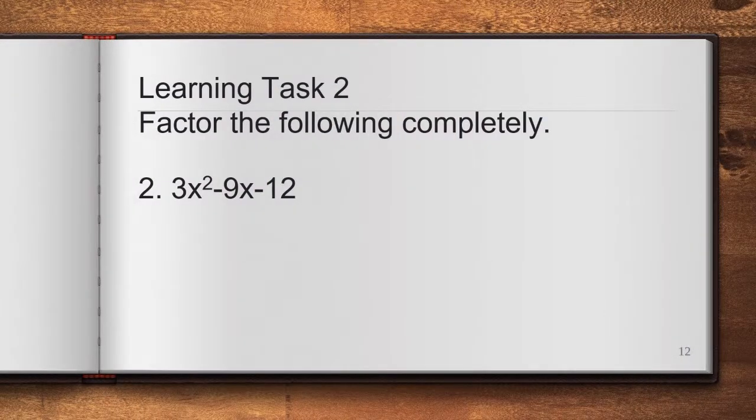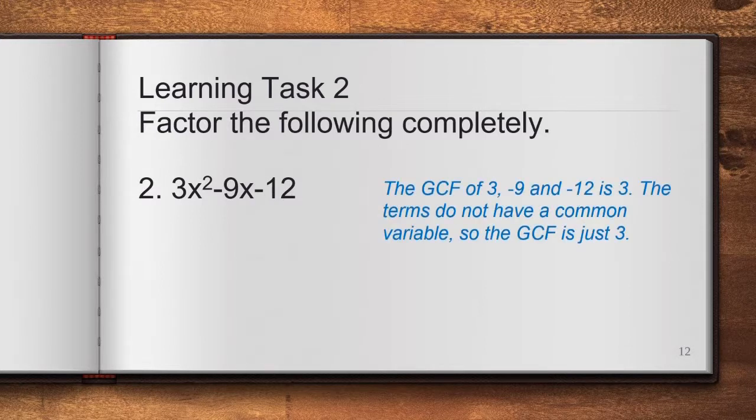Next number for your learning task 2, 3x squared minus 9x minus 12. It is a trinomial, pero hindi muna tayo sasabak sa pattern ng general trinomial kasi meron siyang common factors. Yung 3, negative 9, and negative 12, we can all divide them by positive 3. So, ang GCF natin ay 3. Wala rin namang common variables, kaya 3 lang talaga yung GCF.